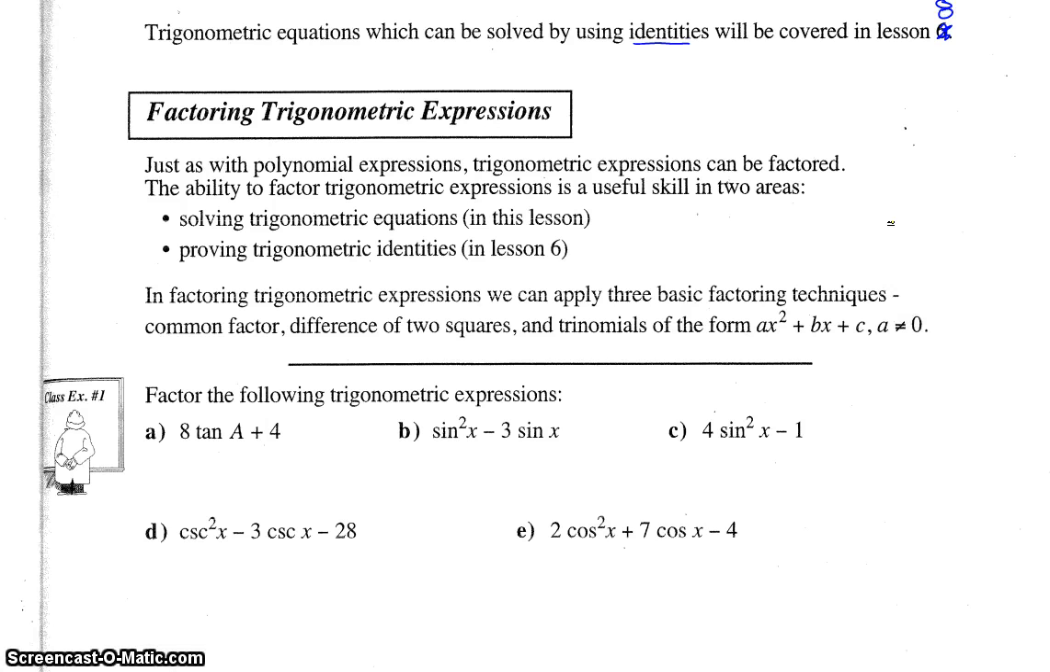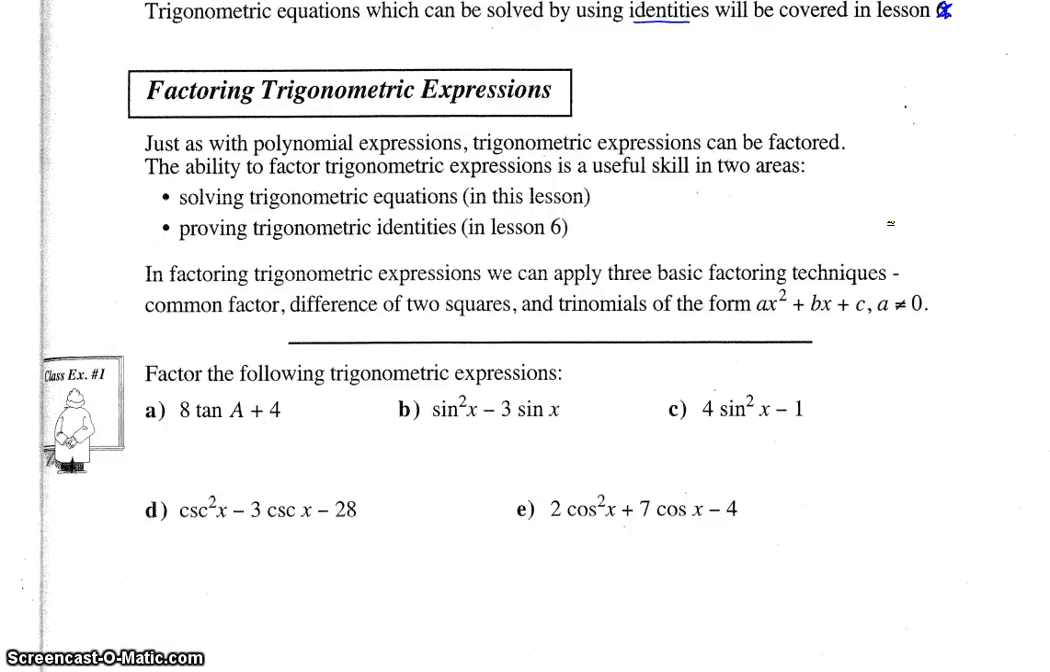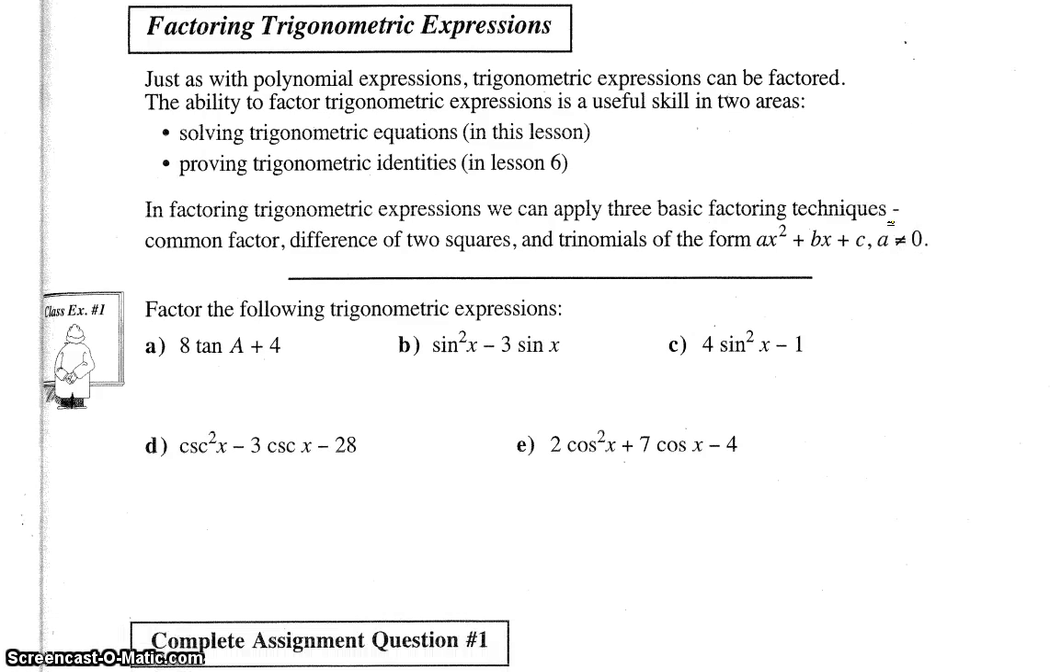Okay, so first of all, factoring trig expressions. Not really a question you're going to get on my test or the diploma. However, it does help you in the process of solving trig equations. So I'm just going to go through a few factoring techniques to refresh your memory on example 1 here.